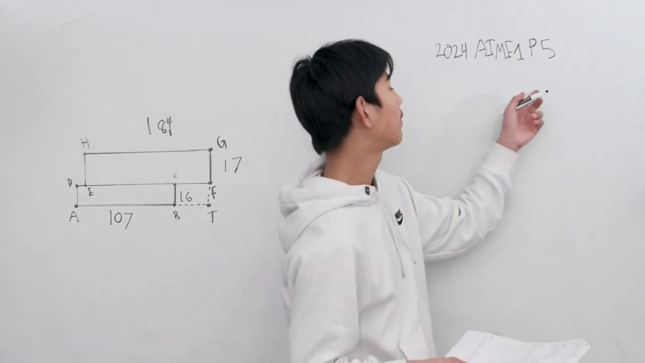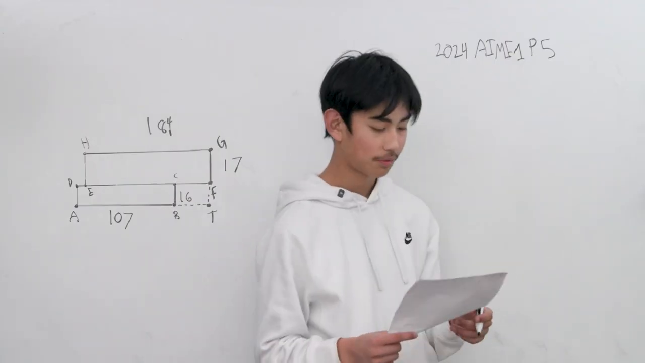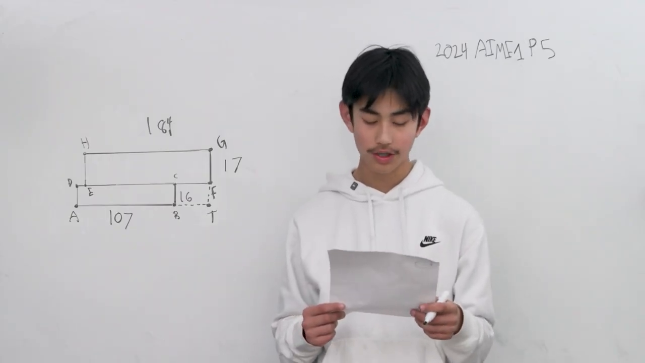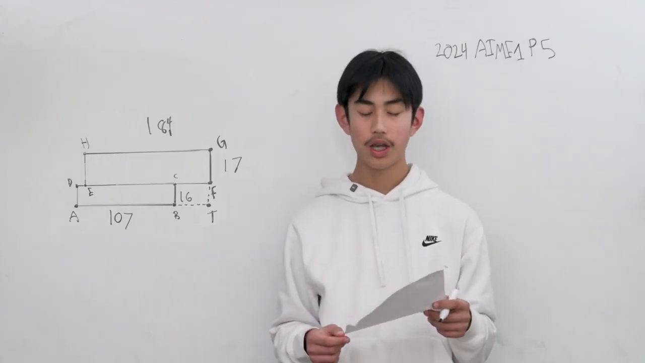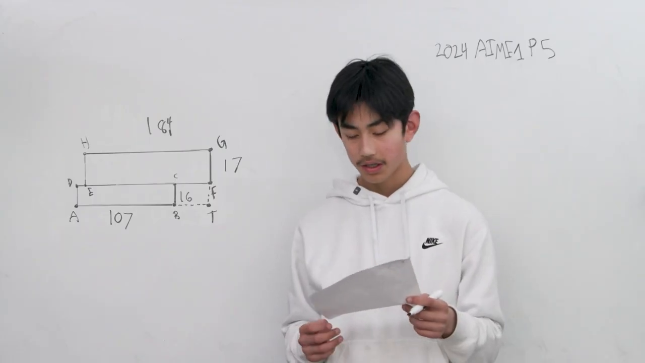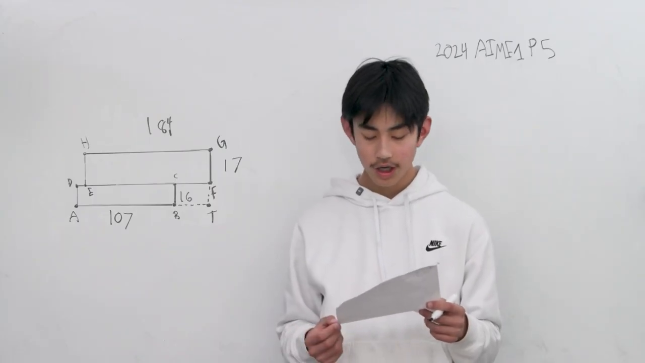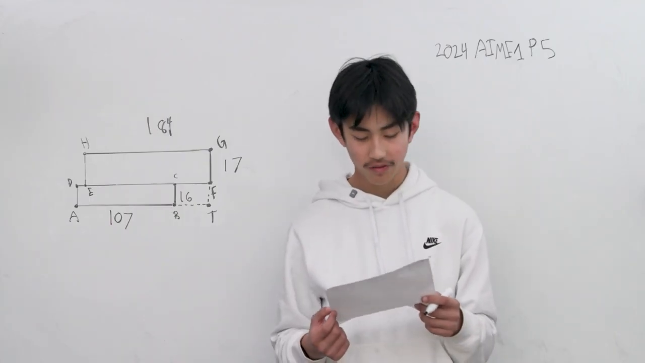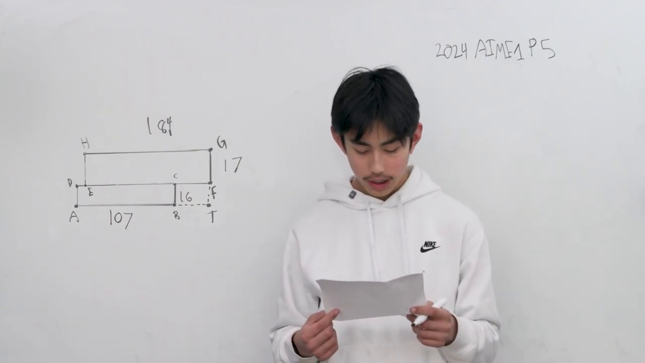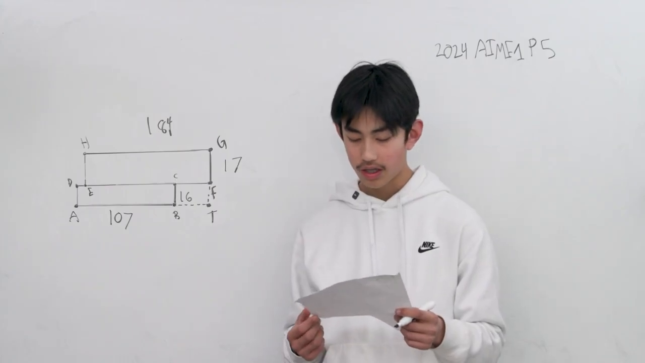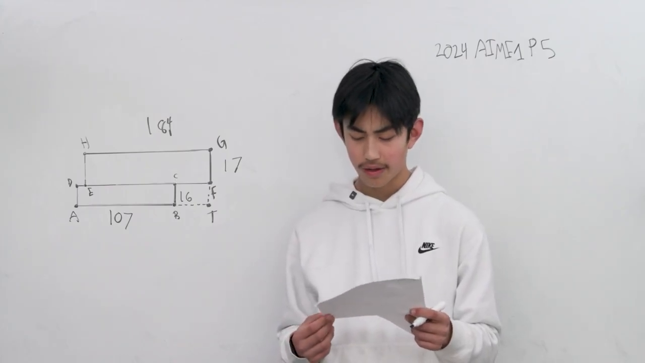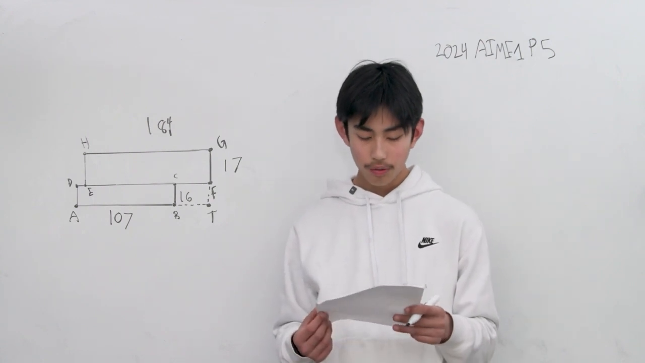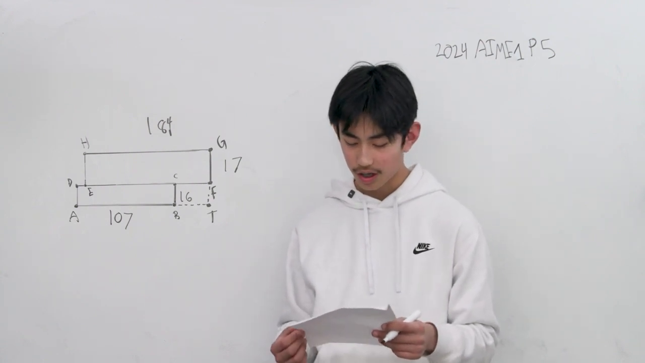We're solving problem 5 from the 2024 AMC 10. Rectangle ABCD has dimensions AB equals 107 and BC equals 16, and rectangle EFGH has dimensions EF equals 184 and FG equals 17. Points D, E, H, C, and F lie on line DF in that order, and A and H lie on opposite sides of line DF as shown. Points A, D, H, and G lie on a common circle.